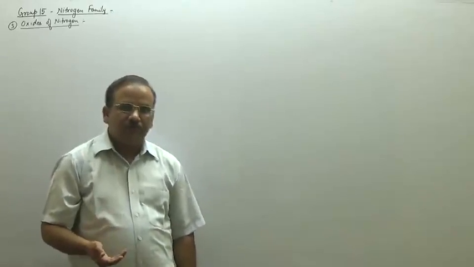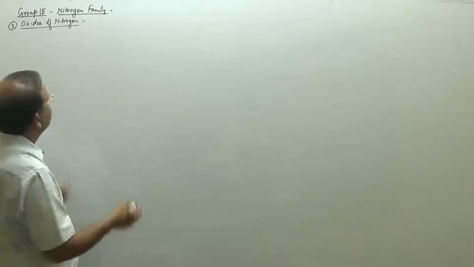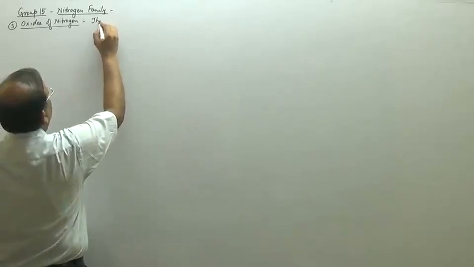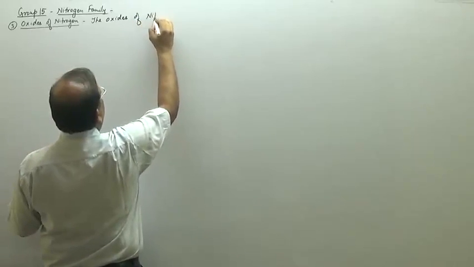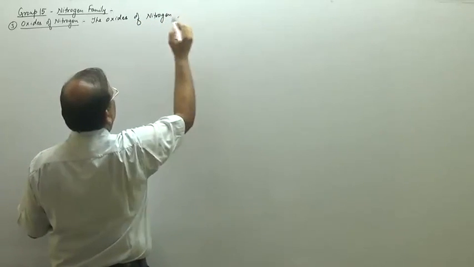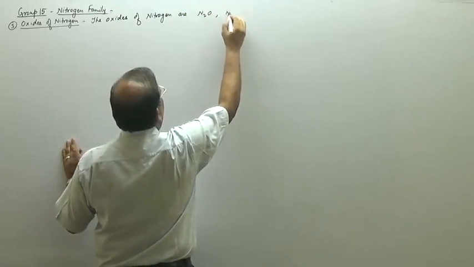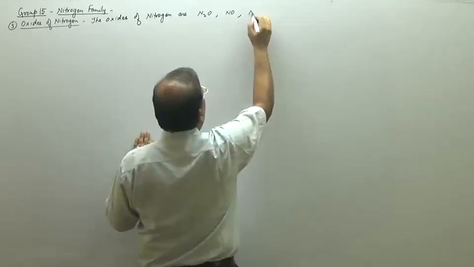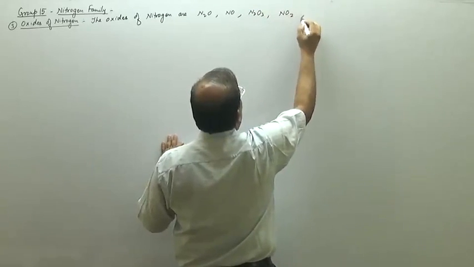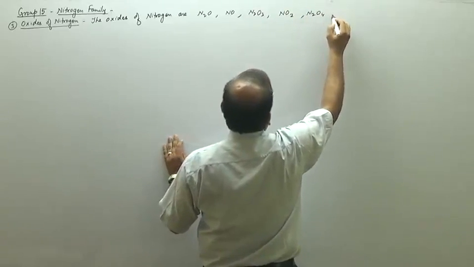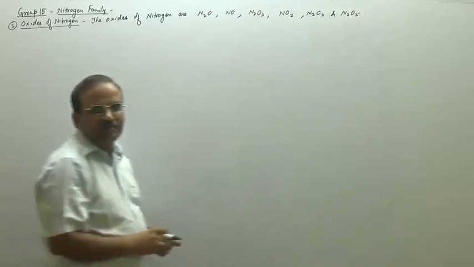So if we discuss the oxides of nitrogen, we can say that the oxides of nitrogen are N2O, NO, N2O3, NO2 and N2O4, as well as N2O5. So these are the oxides of nitrogen.